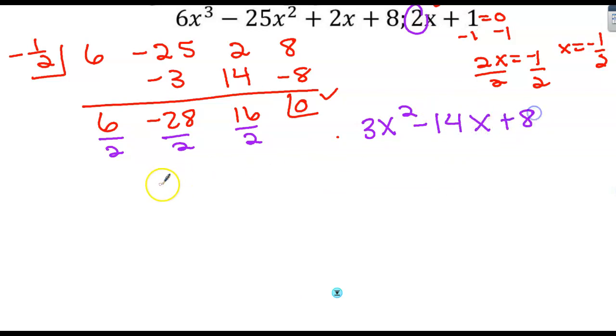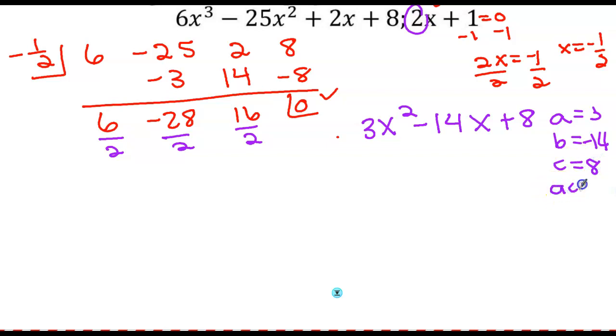plus 8. And I'm going to start with A, B, and C. So on this one, A is 3, B is negative 14, C is 8, and A times C is equal to 24.